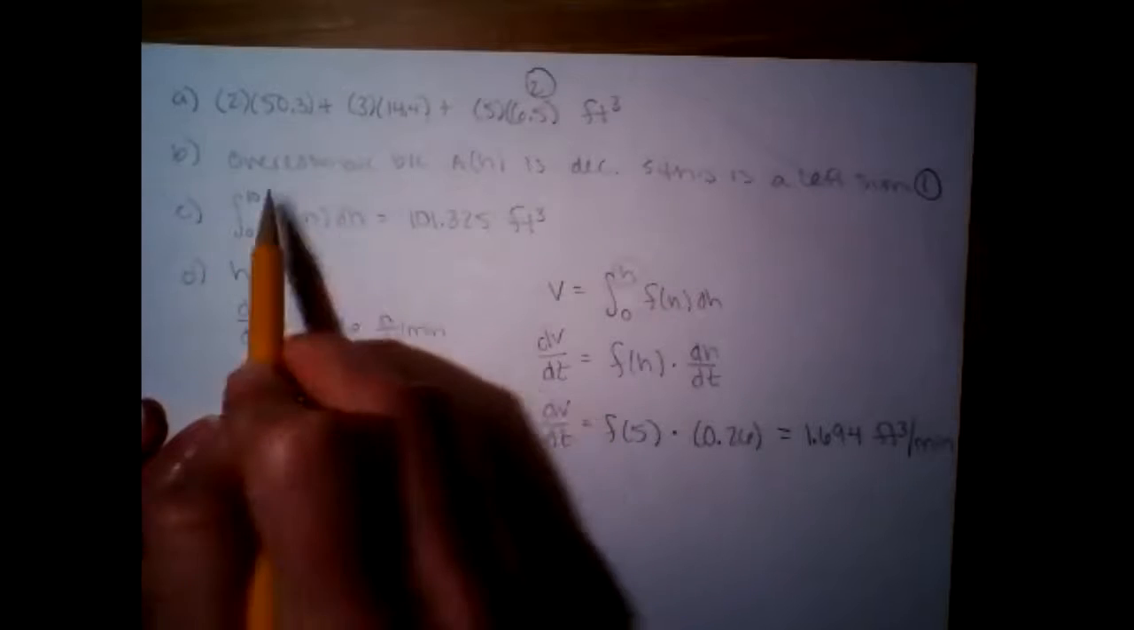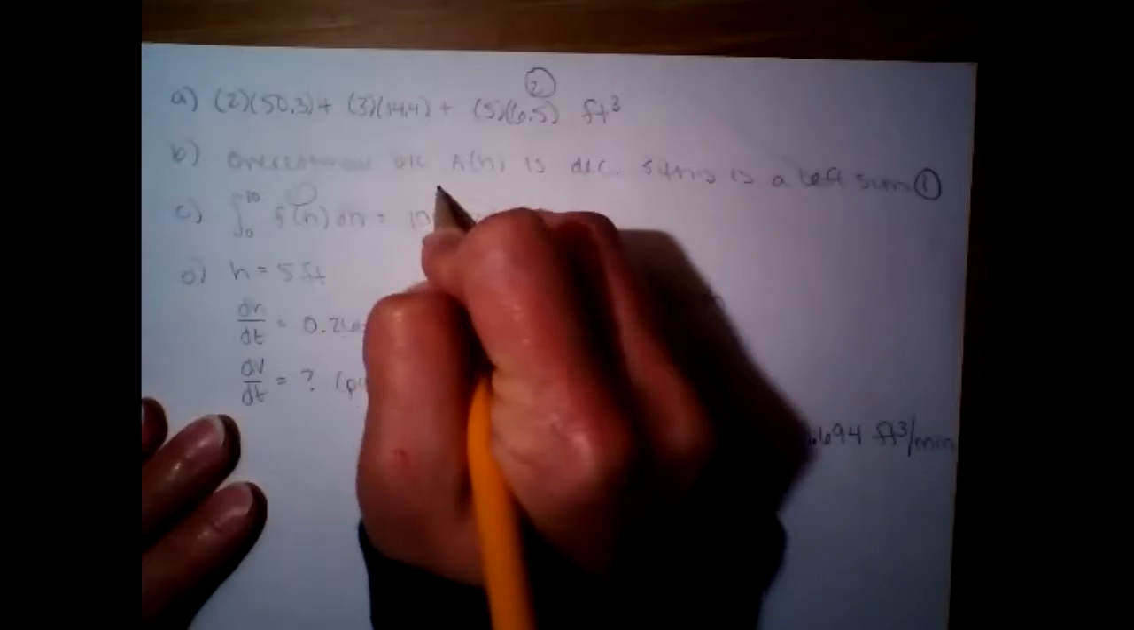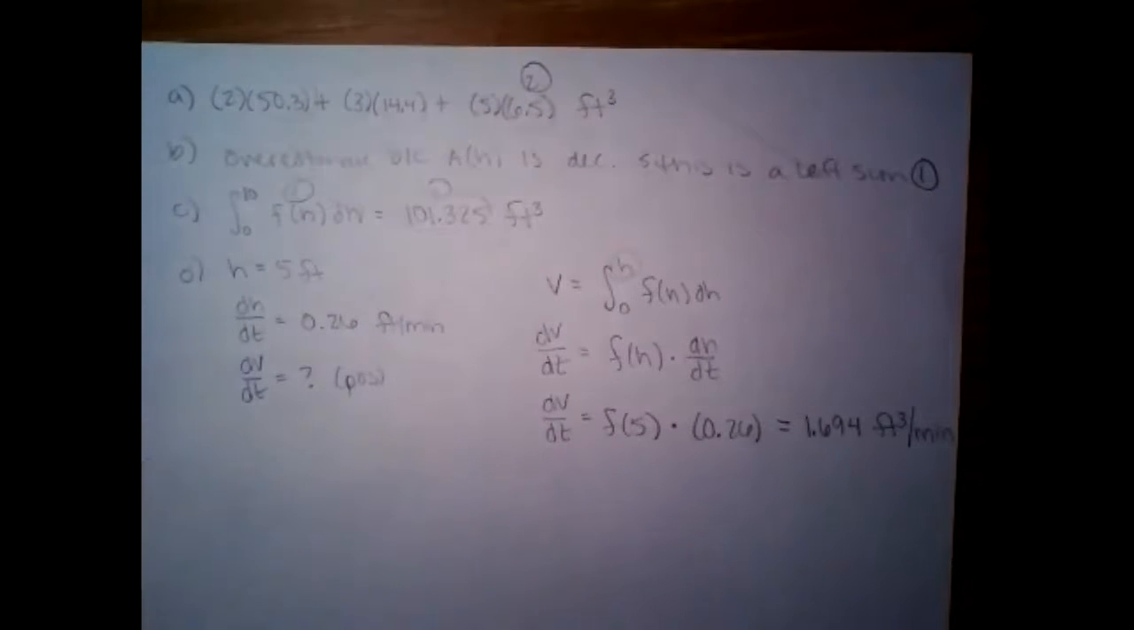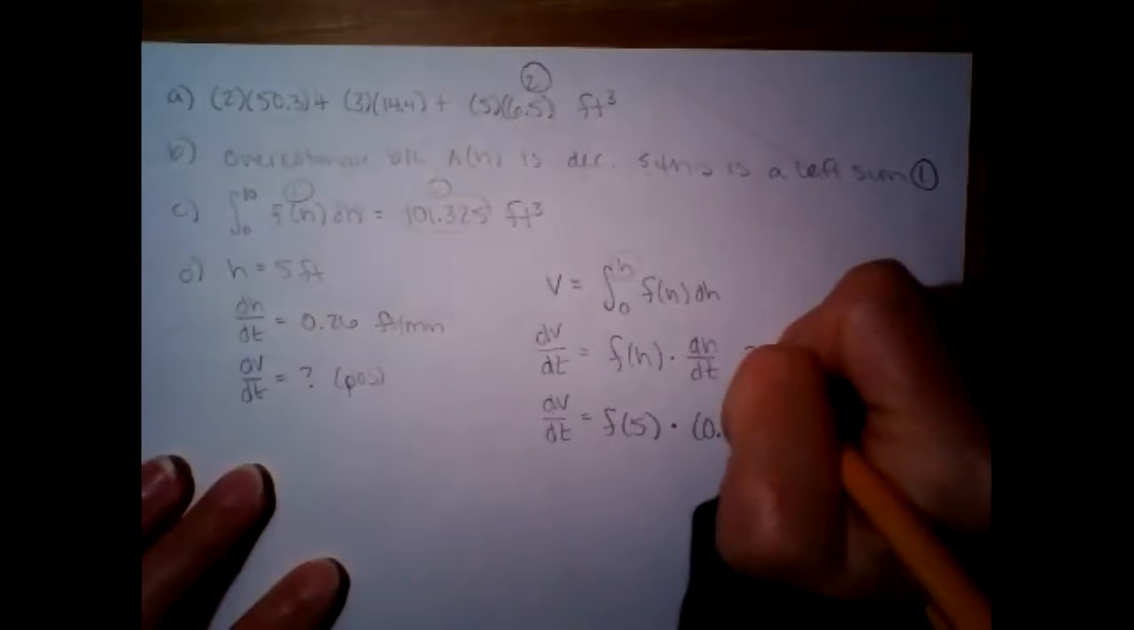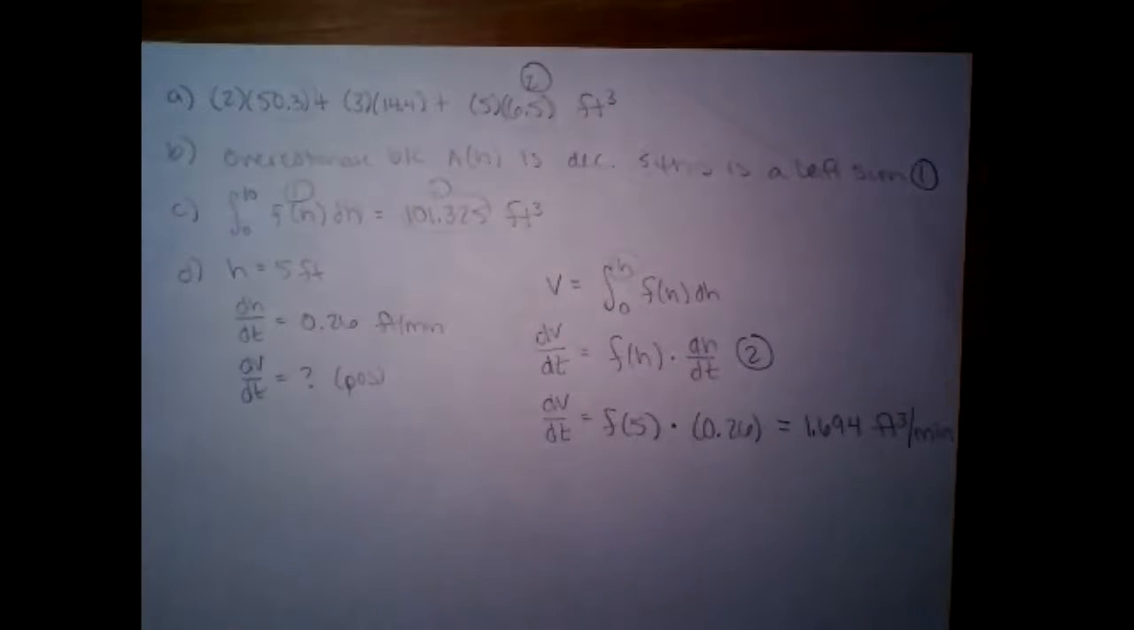Part C, you get a point for setting up the integral and then a point for typing it in the calculator. And then part D, you get 2 points for this derivative, and that is all or nothing. You either get 2 or you don't.